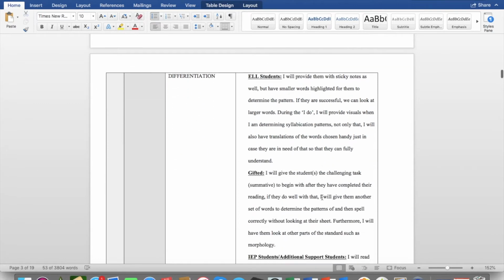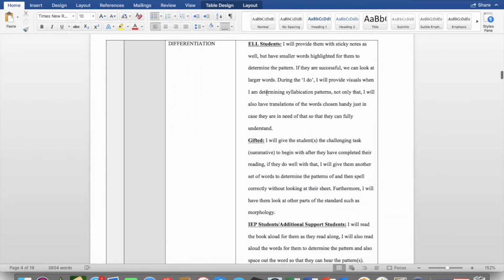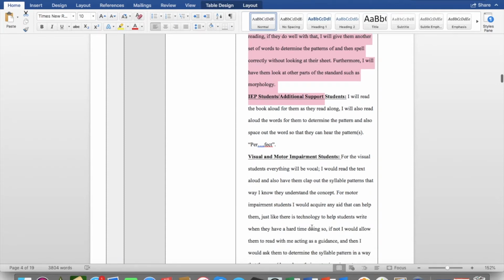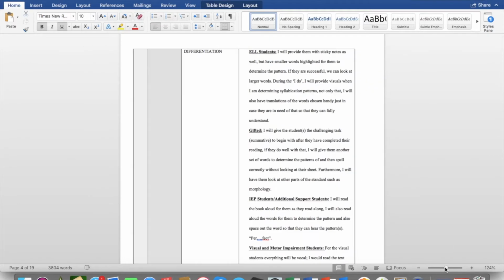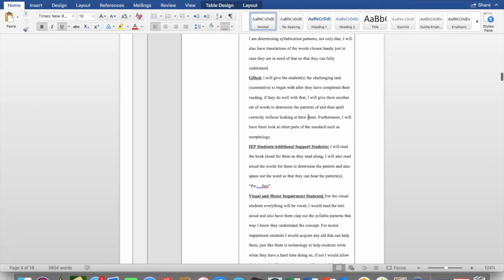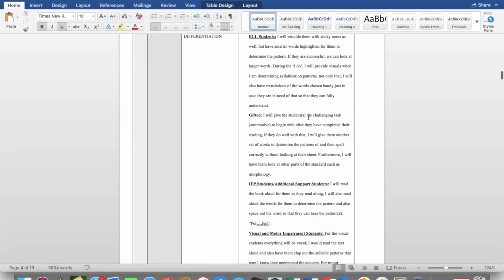Then differentiation. For differentiation, remember to list your ELL students, your gifted, and your IEP students, and your visual motor impairment students. It's kind of like what we did for the math ELA or the math one, where we talked about more visuals for ELL students, a more challenging task for your gifted students, and just different ways of going about the lesson for your IEP students and your visual motor students.